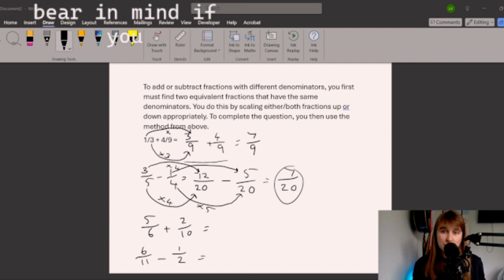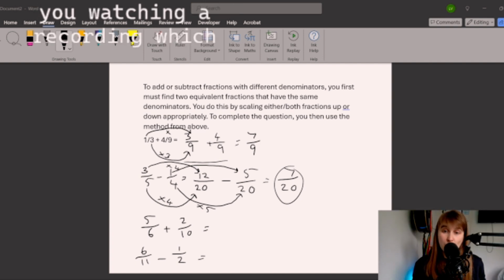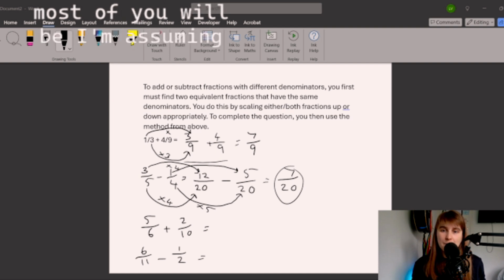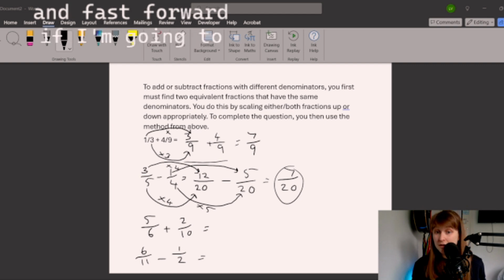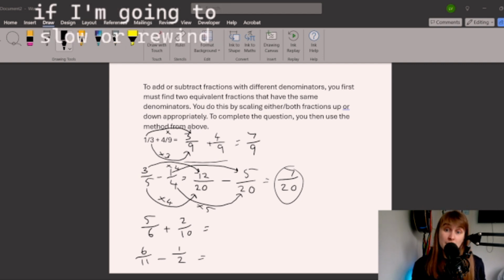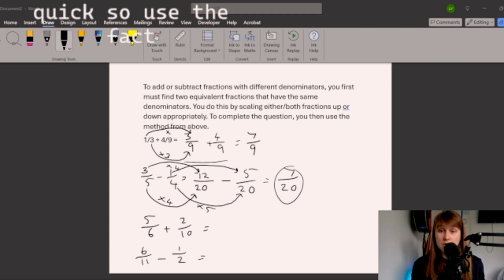Do bear in mind, if you're watching a recording, which most of you will be, I'm assuming, just pause this and fast forward if I'm going too slow, or rewind if I'm going too quick. So use the fact it's a recording to your advantage.